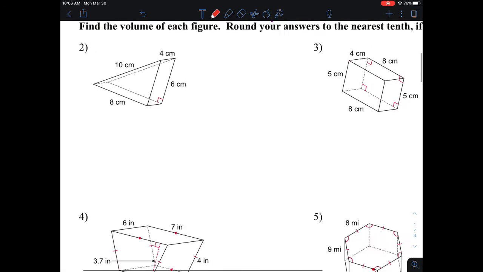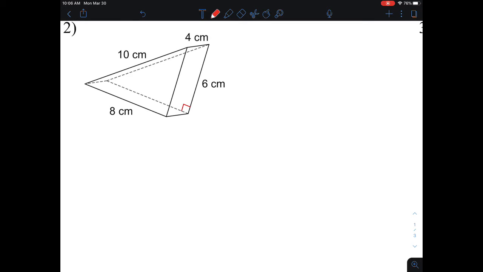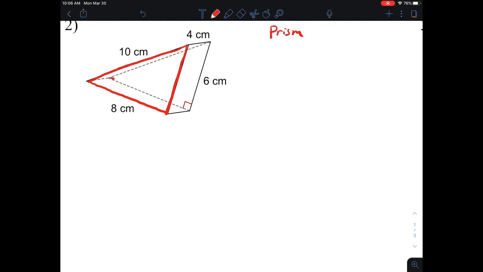So let's look here at number 2. You start by identifying the kind of three-dimensional shape we have here, and we have a prism. I'm going to identify what my bases are. These 3D shapes do not always sit on their bases. I'm looking for identical sides that are parallel to one another. So I see that triangle that I highlighted, and on the opposite side of this figure, we have the same kind of shape. And so our base here is a triangle.